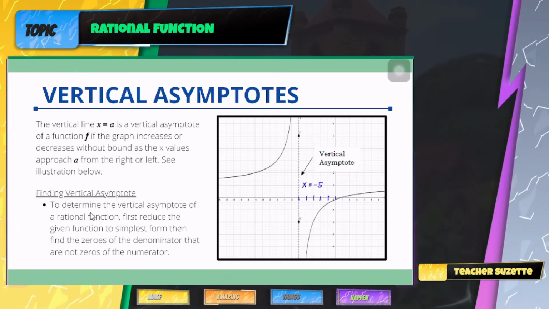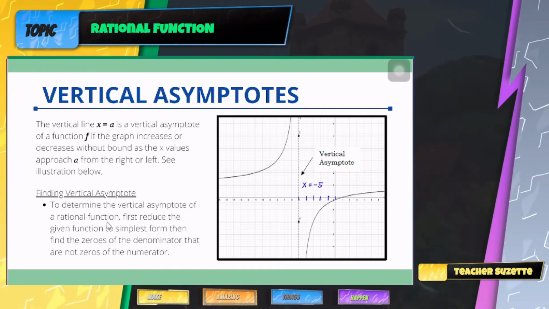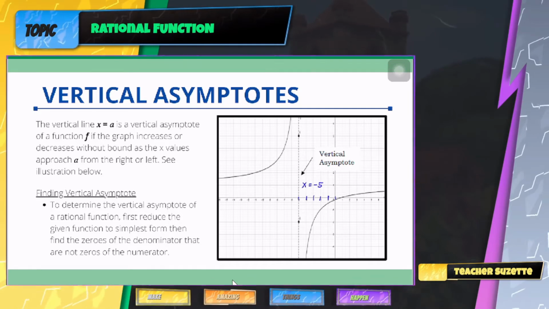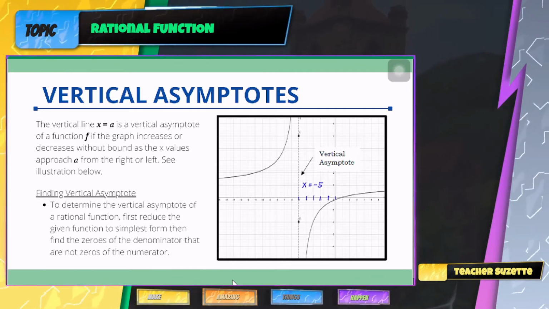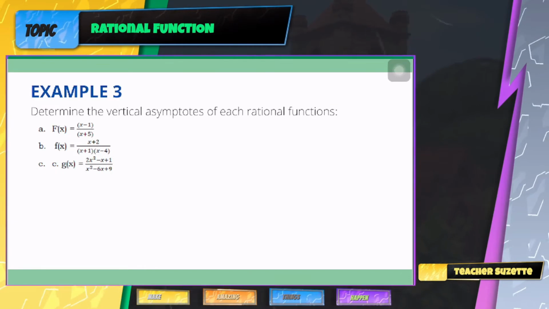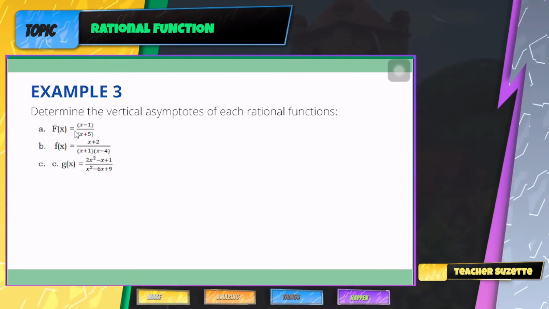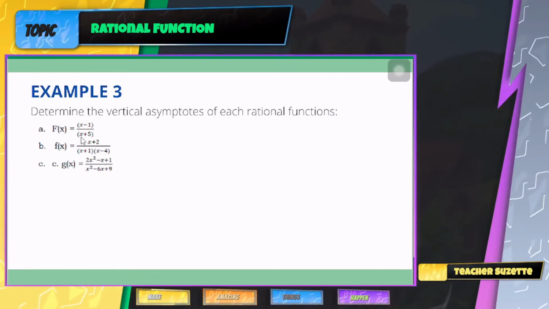So how do we determine the vertical asymptote? It is just like computing the domain. To determine the vertical asymptote of a rational function, first, of course, reduce the given function to simplest form. Then find the zeros of the denominator that are not zeros of the numerator. So we are going to find the value of x that would make the denominator equal to 0.